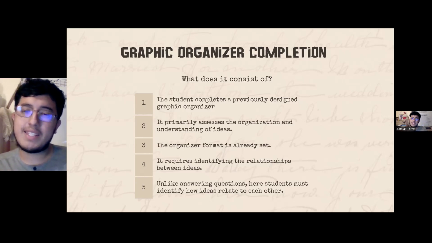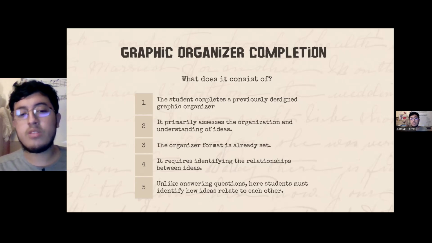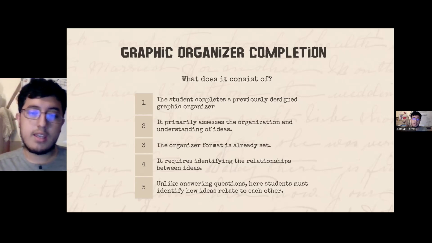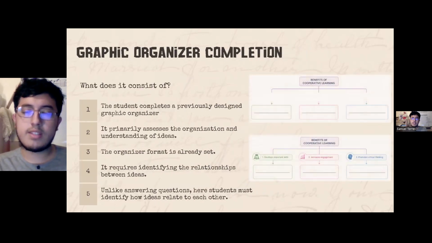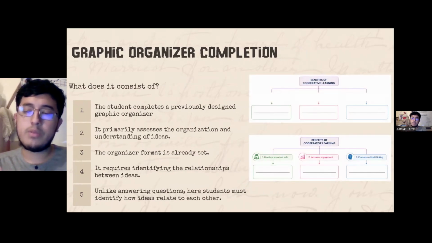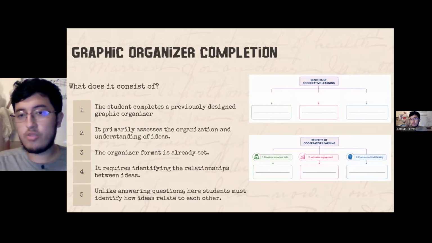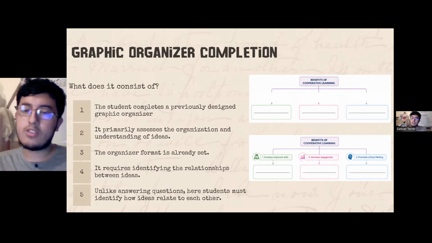So it primarily assesses the organization and understanding of ideas. Unlike answering questions, here the student must identify how ideas relate to each other. Let's see one example. In the first, you could see what the student receives. It's a graphic organizer with just the title, and then he needs to find those ideas that could fit with the reading.